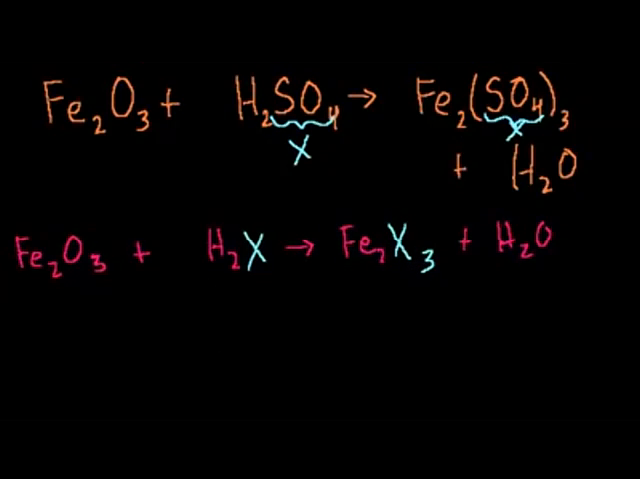So let's see, on the left-hand side, how many irons do we have? We have 2 irons here, we have 2 irons there. So the irons look balanced at first glance. Let's deal with the oxygens. We have 3 oxygens here, and we only have 1 oxygen here. And remember, there were some oxygens in this X group, but the sulfate group stayed together, so we can just treat those separately. So we want to have 3 oxygens on the right-hand side as well.